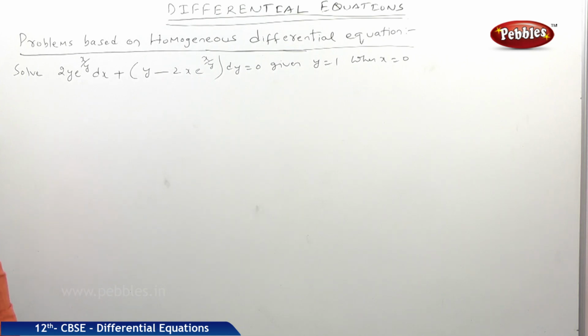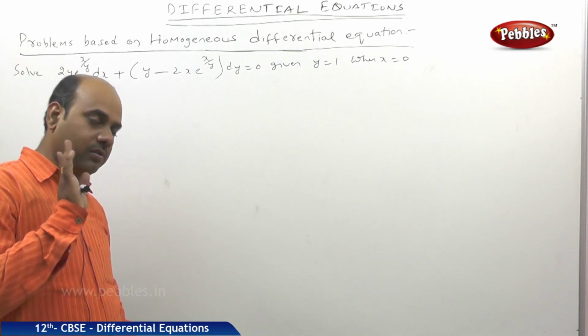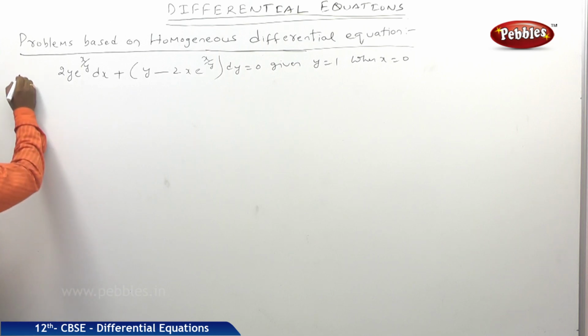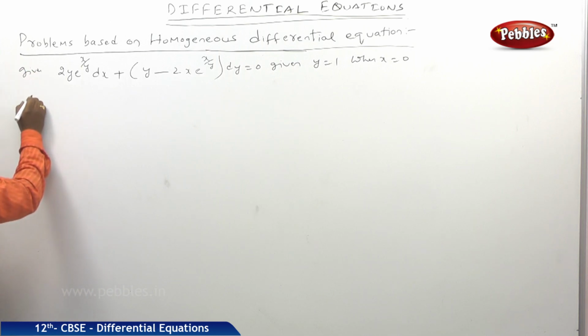Right, now we shall be seeing another problem. It's a typical problem based on homogeneous differential equation. Typical means a little bit lengthy. Here some conditions are also given. Given y is equal to 1 when x is equal to 0, that also we should use. So here this is given. So we should be very careful while solving this problem.